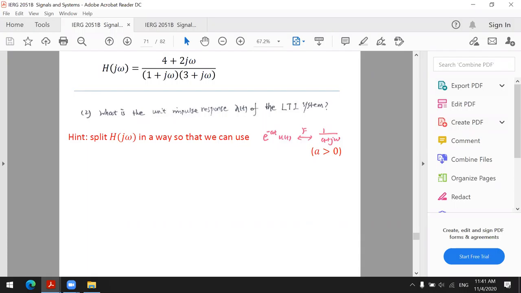Right. A more explicit hint is to split capital H as something divided by 1 plus j omega, plus something divided by 3 plus j omega. And then we can apply this property.